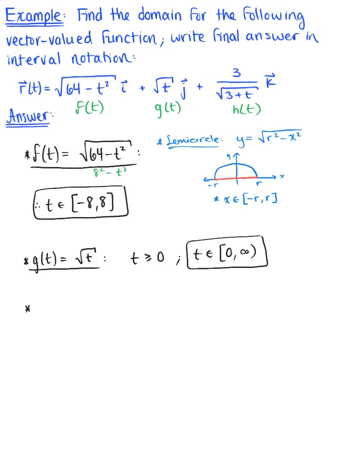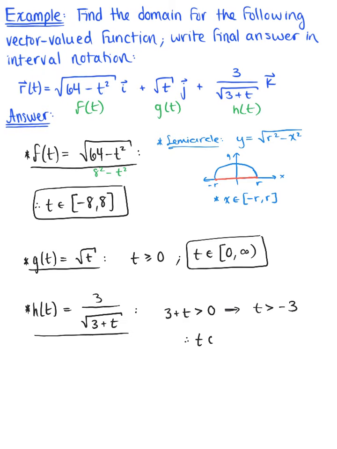And last but not least, we want to do the same thing for h of t, which here is defined as 3 divided by the square root of 3 plus t. And so this is similar to g of t, except notice that your square root's in the denominator. So here we set the radicand 3 plus t strictly greater than 0, because we know division by 0 does not exist. So this lets us know that t, in this case, must be strictly greater than negative 3. And so therefore, t is an element of the open interval from negative 3 to positive infinity.